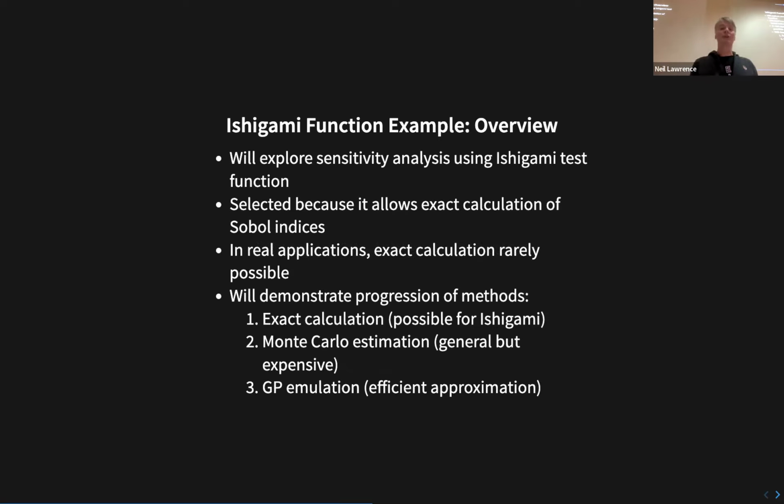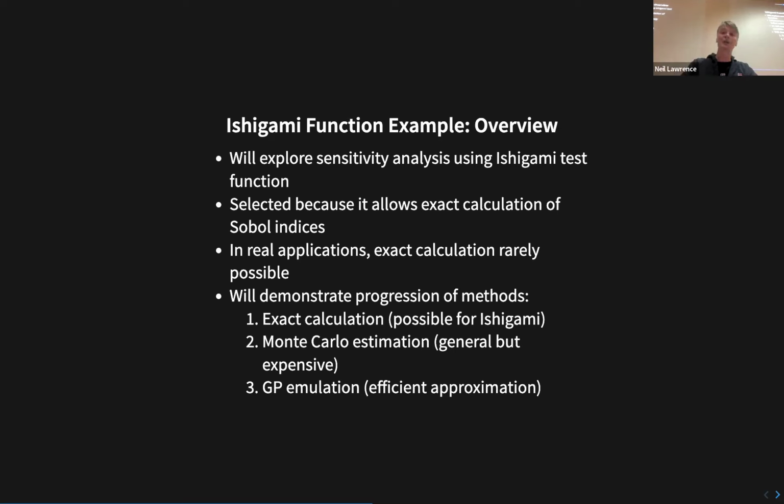And the Ishigami function is a test function that's useful because we can actually compute all these Sobol indices analytically in this case. It's chosen for that reason, right? There are some interesting interactions. I'll show you the function in a moment. But don't get confused. We wouldn't normally expect to compute these analytically. We would normally expect the Ishigami function to be replaced by a climate simulation or something very complicated.